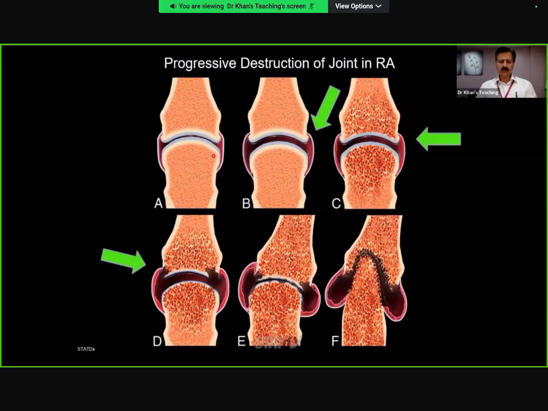So this is a joint, joint capsule, articular cartilage, and then it fills up with inflammatory material, and there is swelling. And then if you see here, there is development of osteopenia. And with that, this articular cartilage might be thin, and it starts developing that dash-dot type of pattern. Then marginal erosions will happen. You see this marginal erosion.